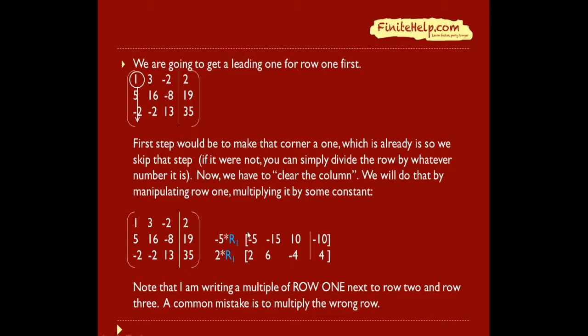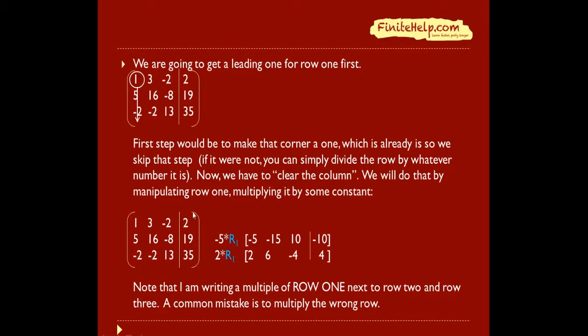So anyway, here is what negative 5 times row 1 is, which is negative 5, negative 15, positive 10, and negative 10. And I've multiplied row 1 by negative 5 because in order to cancel out this 5, 5 plus negative 5 will be 0. So that's why I used the negative of whatever this number is, in order to accomplish my purpose of clearing the column, which is making these numbers 0.